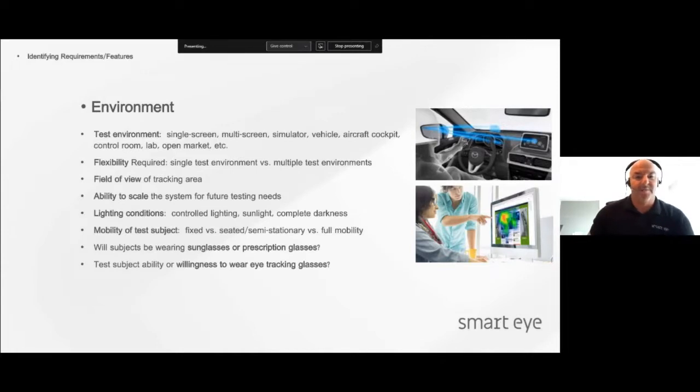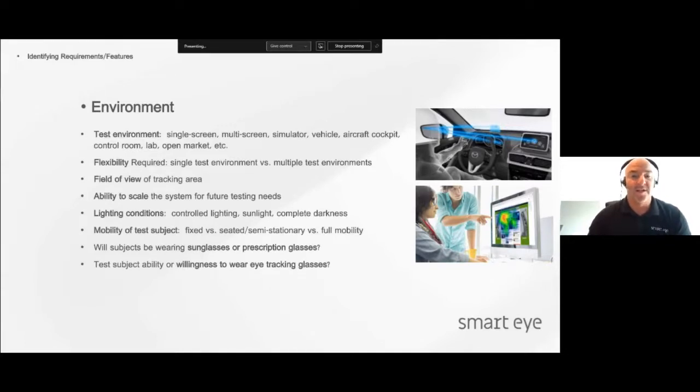When looking at the environment, it is important to first determine where you will be testing. Will you be testing on a single display screen, or is the environment going to be a little more complex, like a multi-screen application, a simulator, a vehicle or aircraft cockpit, or an open space? Will you need the flexibility and versatility to use your system in multiple environments? Will you need scalability for future projects that will require a wider field of view?